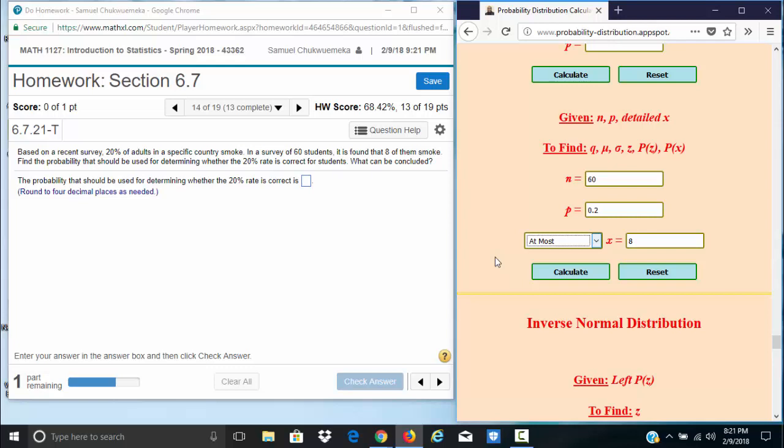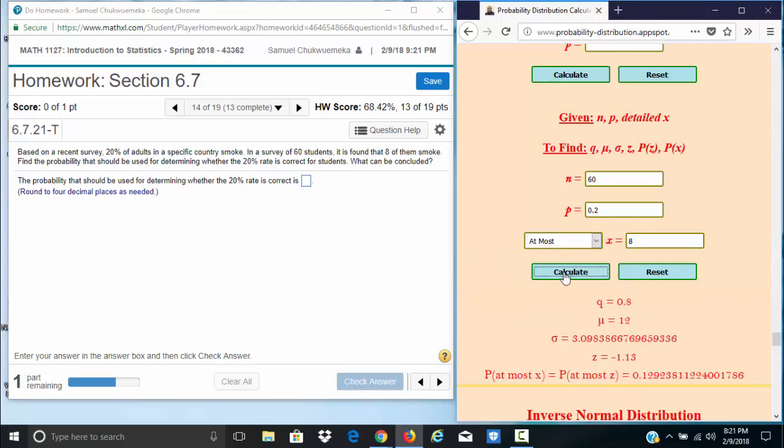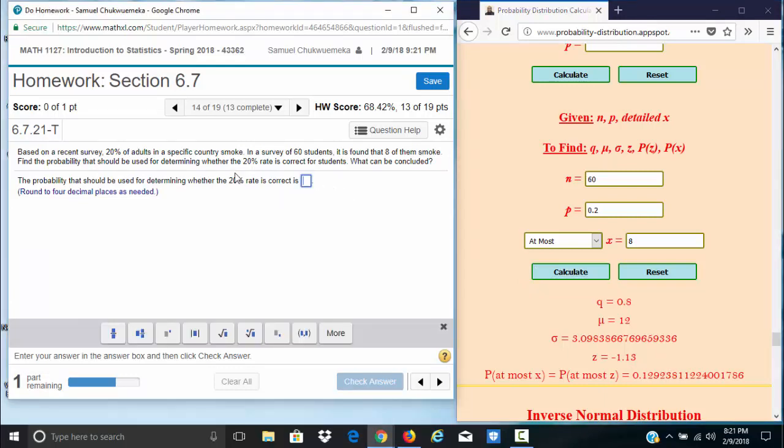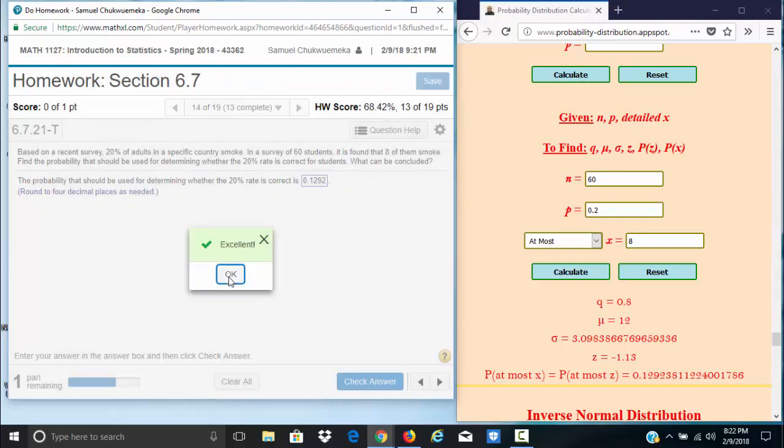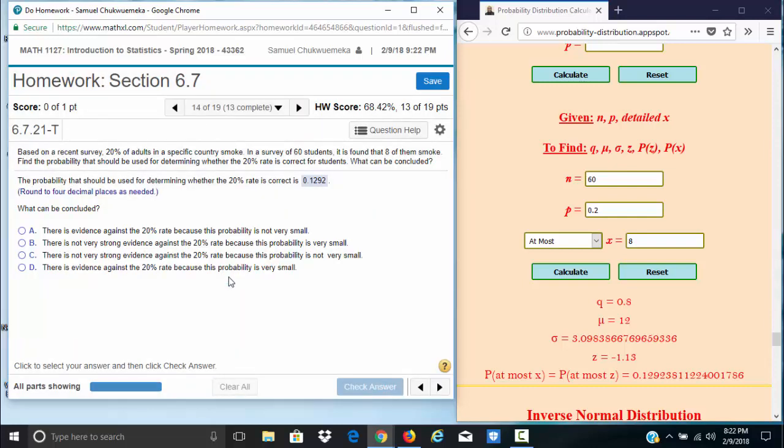Probability that at most 8 smoke. So we're going to use that probability to determine whether the 20% rate is correct for the students as well. So this is 0.1292, okay, and this is 12.92%. Is a lot.